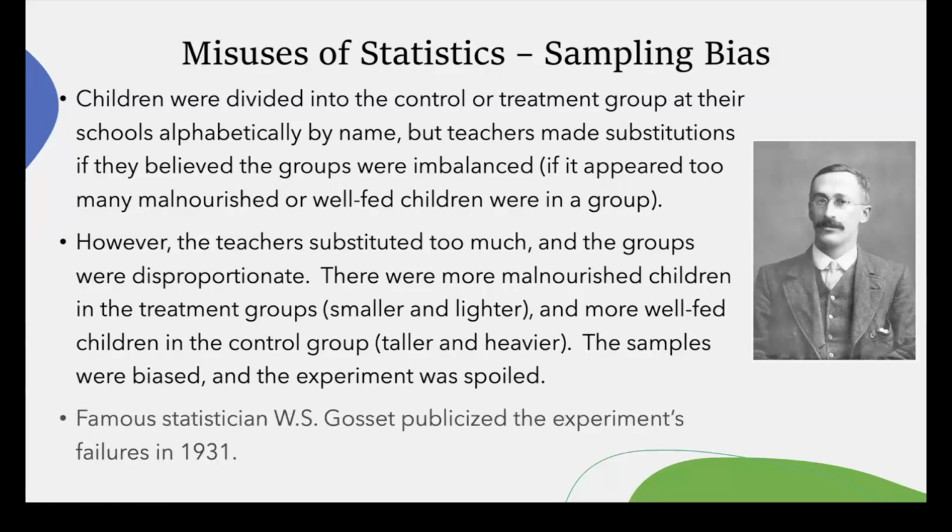And I'm putting the picture here of the famous statistician who discovered the problem with this experiment, W.S. Gossett. He publicized the experiment's failures in 1931, and he is the founder of a lot of the statistics that we will learn later on in the semester.